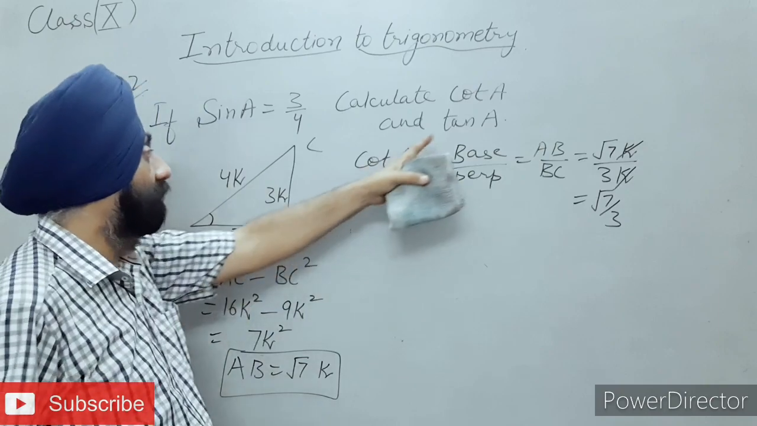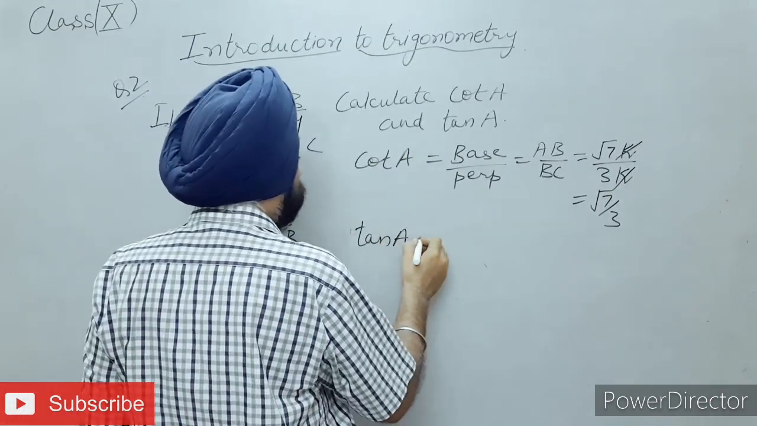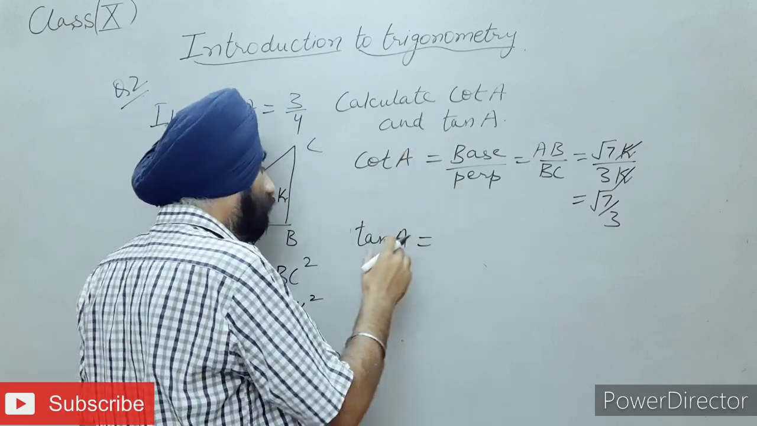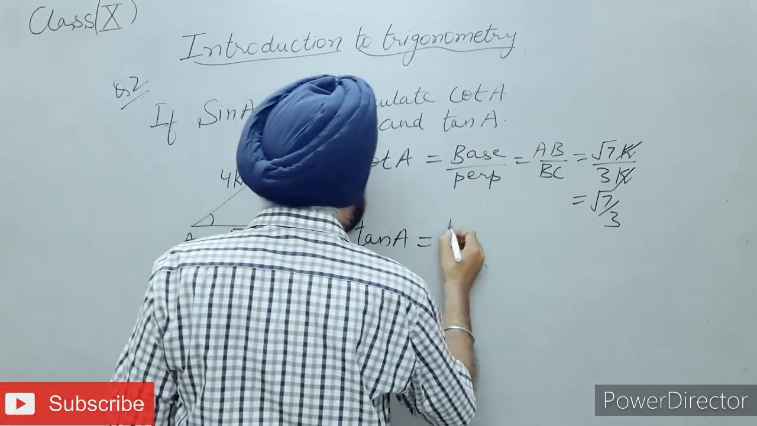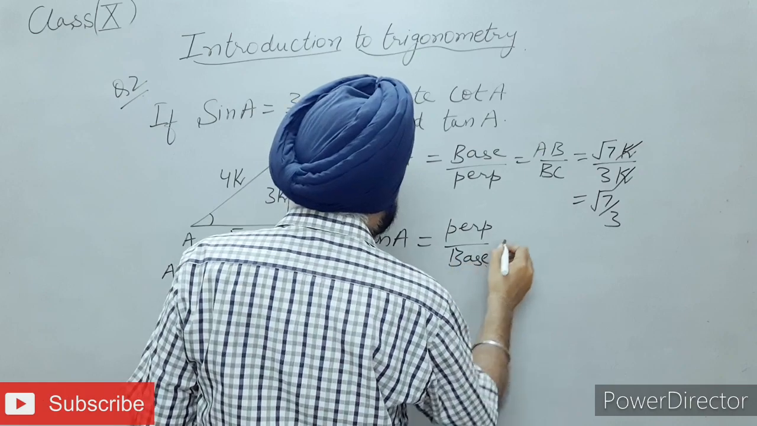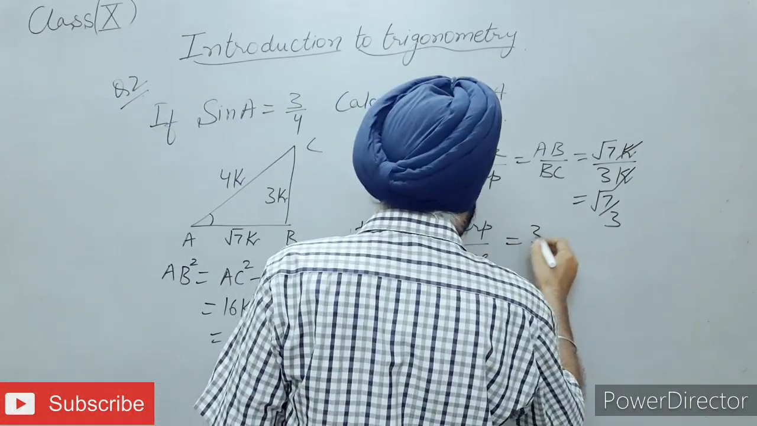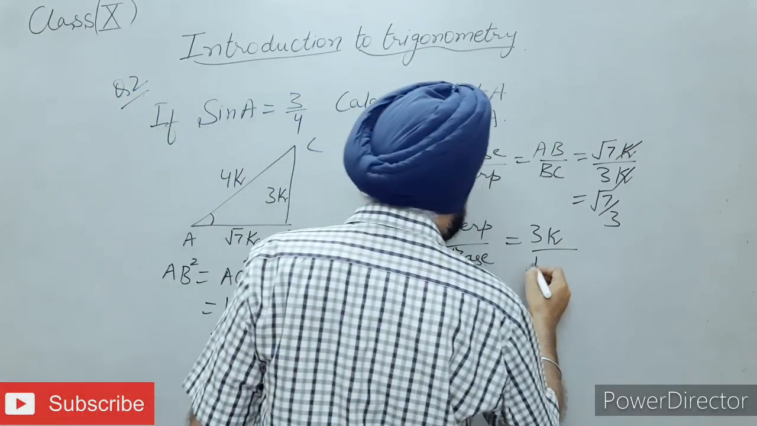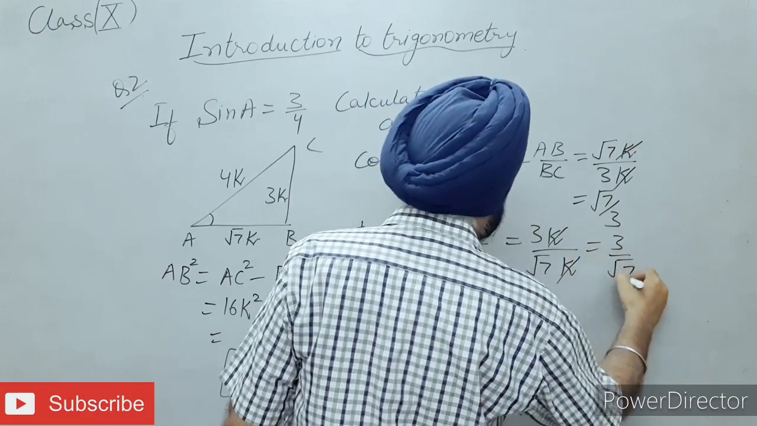Now the second part is tan of A. We know tan A is the reciprocal of cot A, or cot A is reciprocal of tan A. Otherwise, tan A is what? Perpendicular upon base. Perpendicular is 3K and base is under root 7 times K. This cancels out, we get 3 by under root 7 as the answer.